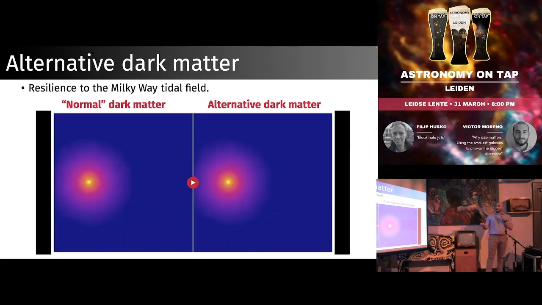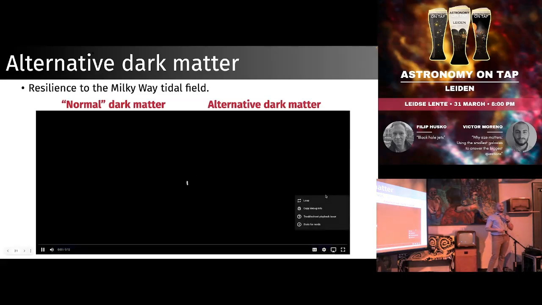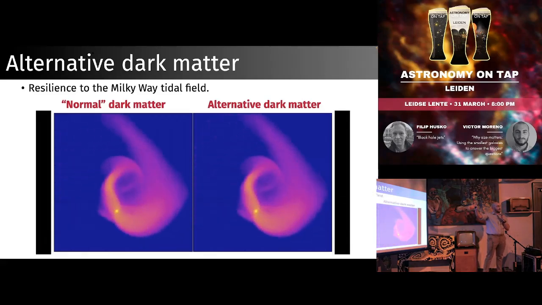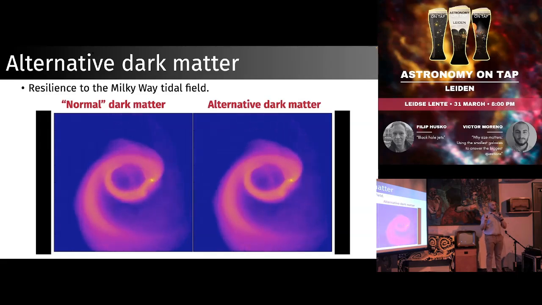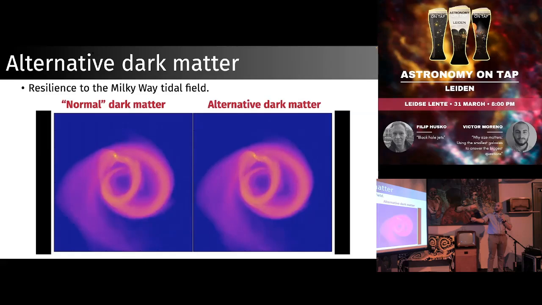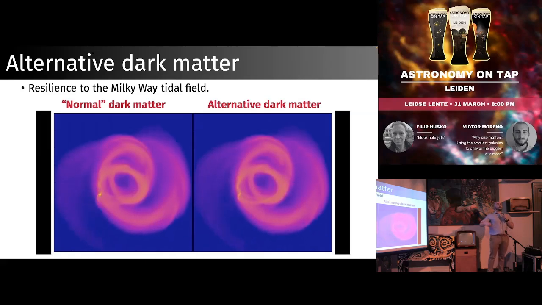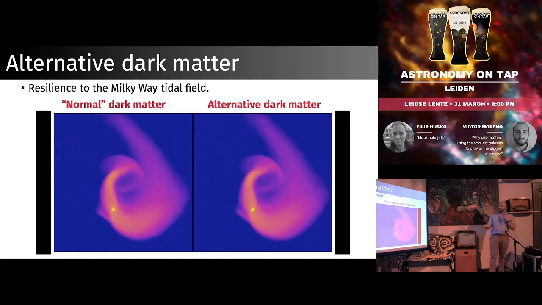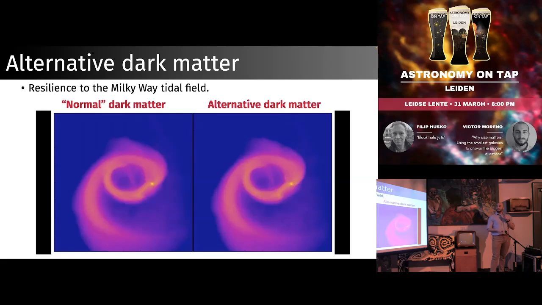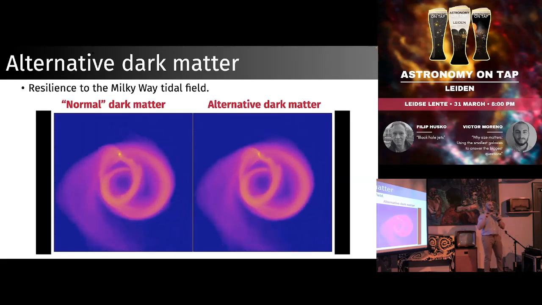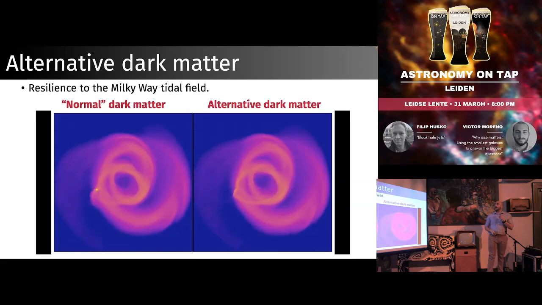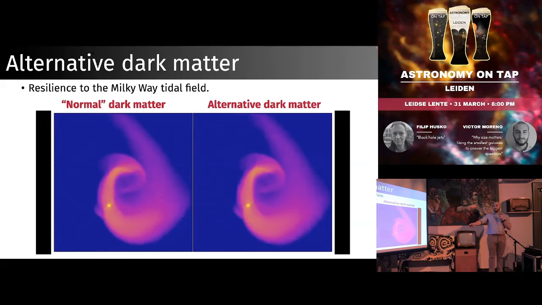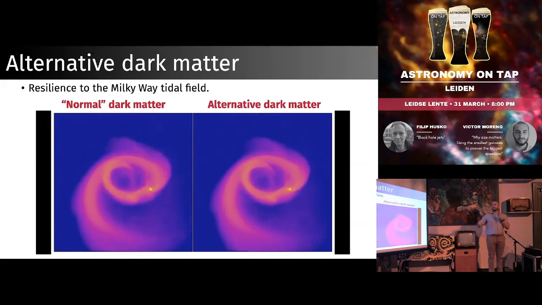Also, the model of dark matter can affect the resilience of the Milky Way tidal field. So this is a video of an idealized simulation. What I'm showing is the dark matter distribution. And on the left-hand side, that corresponds to a dark matter halo, a dark matter blob, that has properties similar to what we would expect in normal dark matter. And then on the right-hand side, we have an alternative dark matter model, and they've been initiated with the same initial conditions, so the same orbit, but the only thing that changes is the structure. And you can see that over time, the dark matter halo loses mass because of the gravitational tidal field of the object.